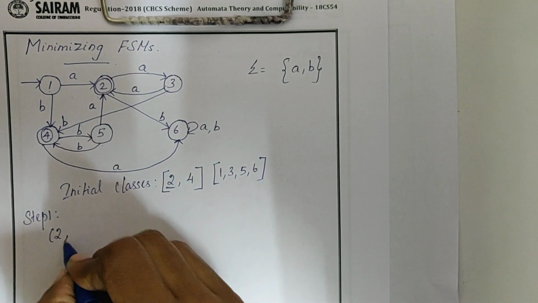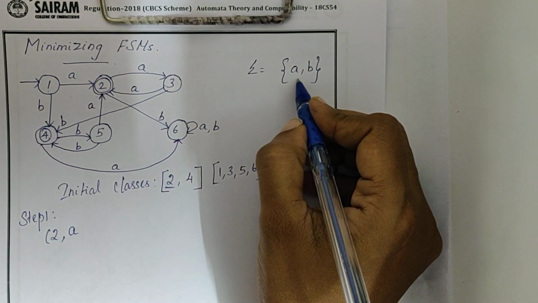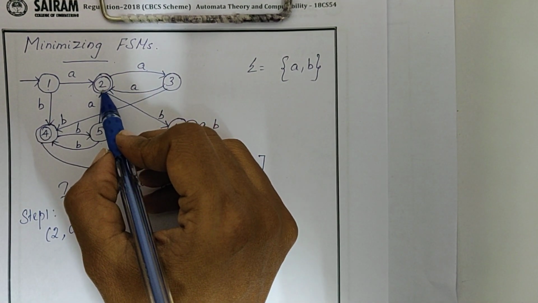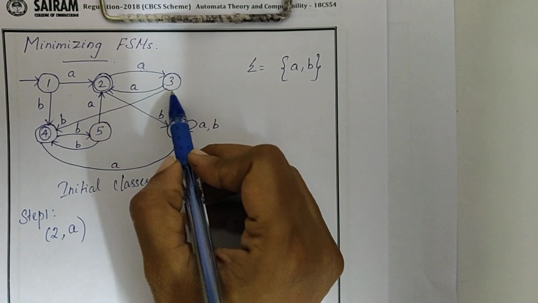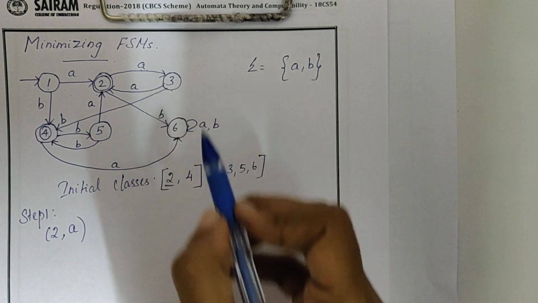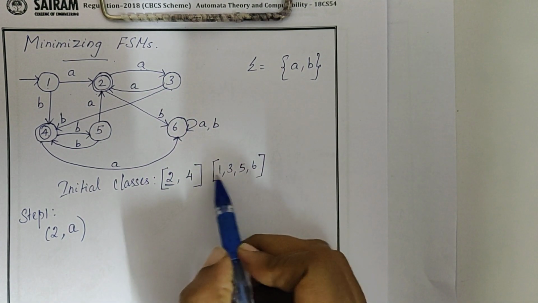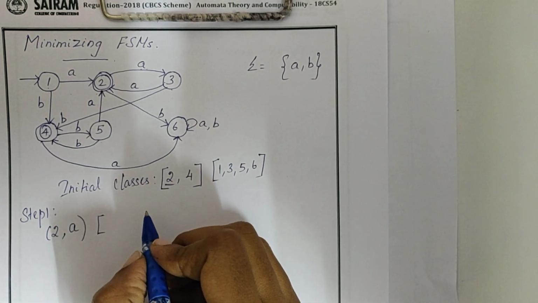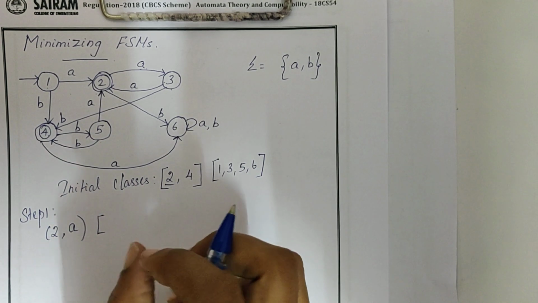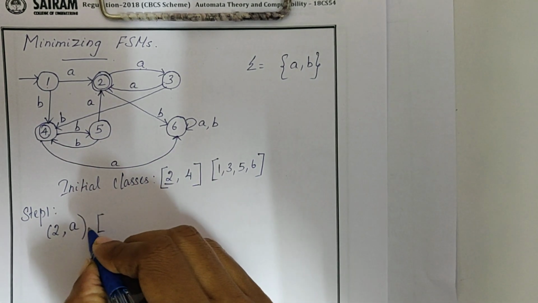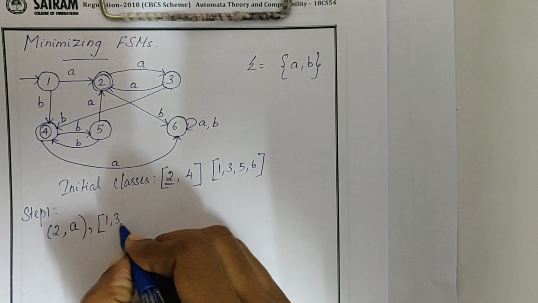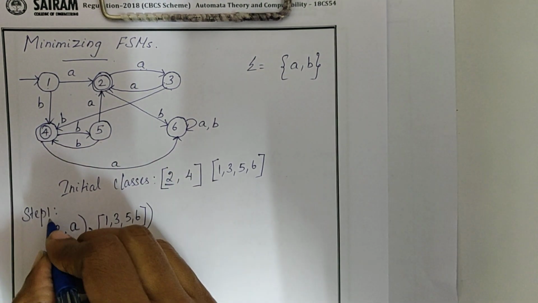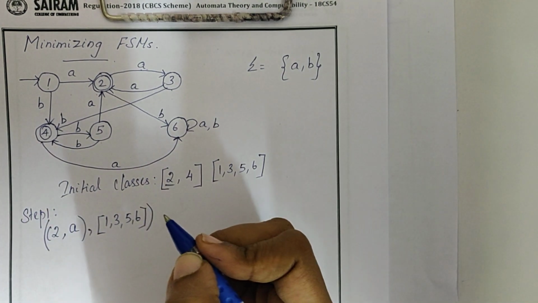So 2 comma, my first alphabet is A. You check when state 2 takes A input, where it is moving: to 3. Which class is 3 in? 1, 3, 5, 6. You write this complete class inside square brackets: 1, 3, 5, 6.